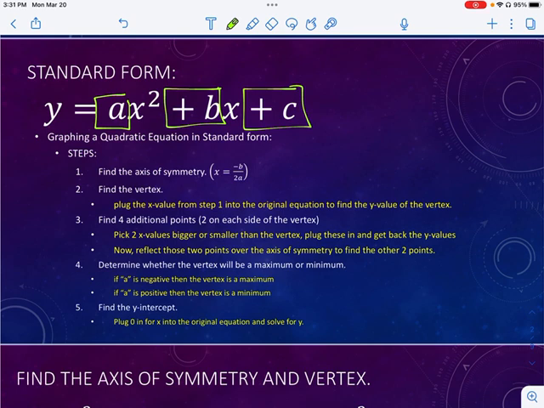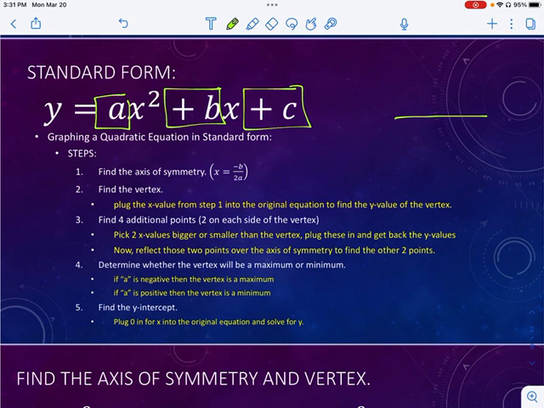Now, what we're going to be starting with are these steps, listed in order of what you should be doing in order to get the graph and to answer the questions that are going to be assessed and also on the homework and things of that sort. So we start off with graphing a quadratic in standard form. The first thing we do is find the axis of symmetry.